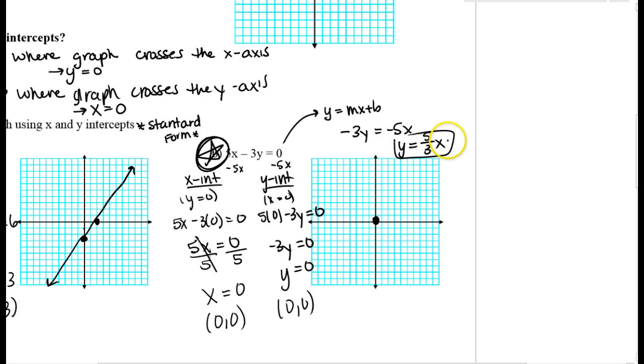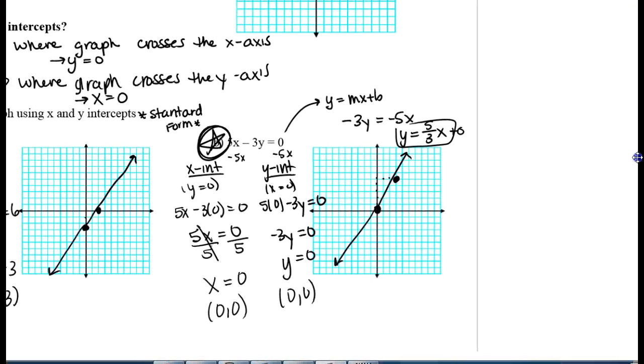My y-intercept is 0, right? I could write a little mini plus 0 there. I'm going to go up 5 and to the right 3. Now I have 2 points. Okay, so that's one important thing to remember about using x and y intercepts.